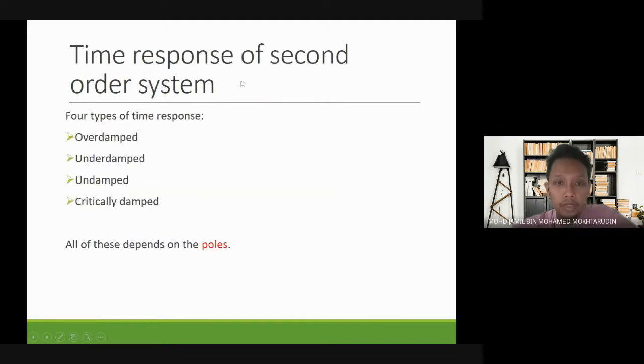Okay, so for a second order system, there are 4 types of response. The response depends on the poles, as I stated earlier. The types of response are overdamped, underdamped, undamped, and critically damped. I think you have seen these terms maybe during your matriculation or diploma. And all of these time responses can be determined by finding the poles of the second order system.